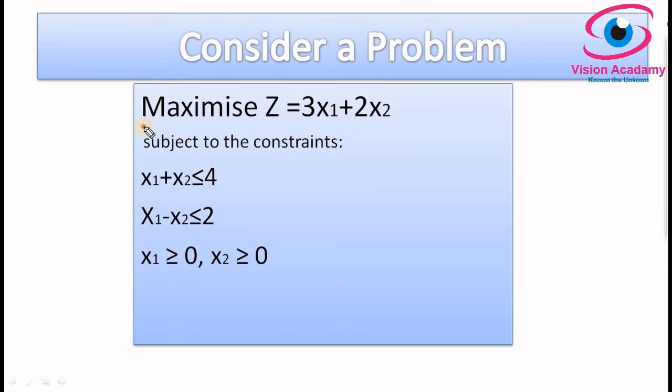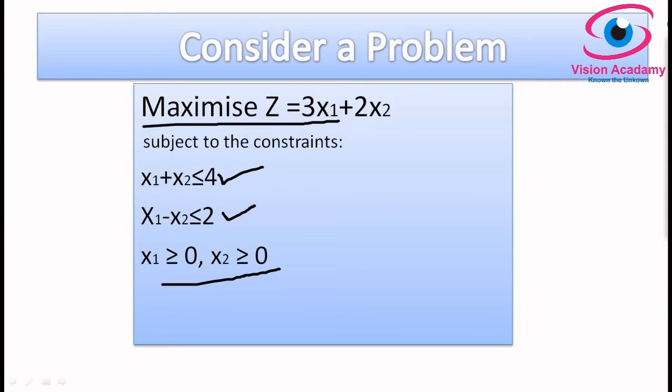So this is the problem we have. Maximize z equals 3x1 plus 2x2, and we have two constraints, and both constraints are of the less than or equal to type, and x1 and x2 are restricted by a sign of 0.